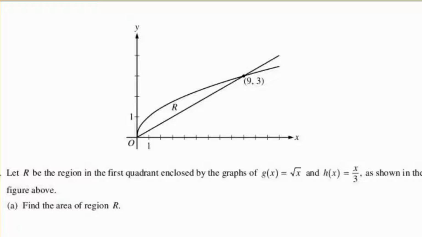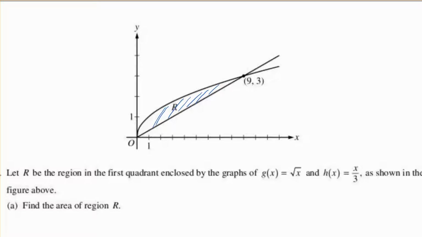All right, we're taking a look at R as the region in the first quadrant enclosed by the graphs of g of x equals the square root of x, and h of x equals x over 3. Find the area of R. So this is just a straight up first quadrant area, top minus bottom.